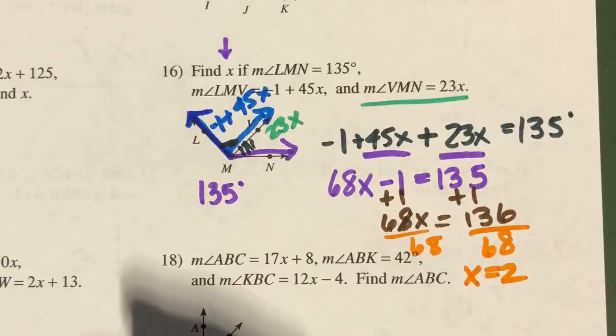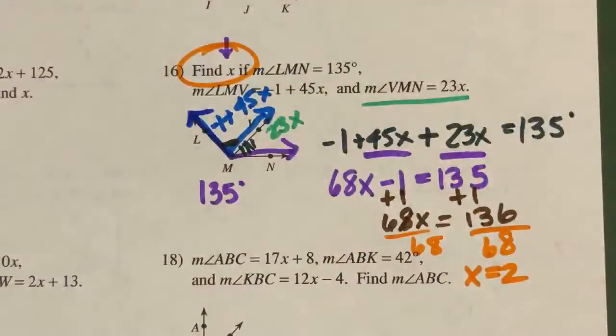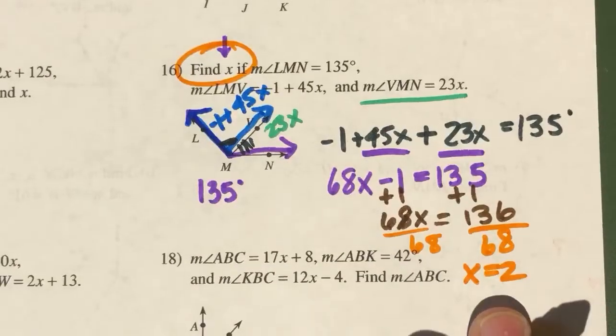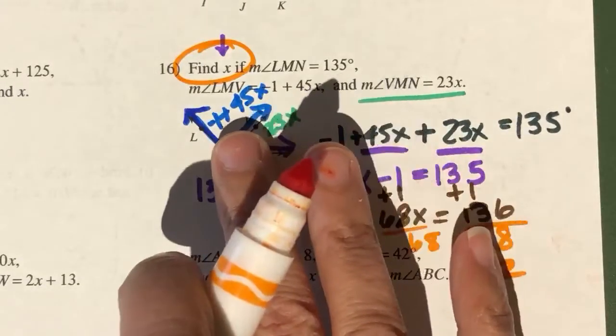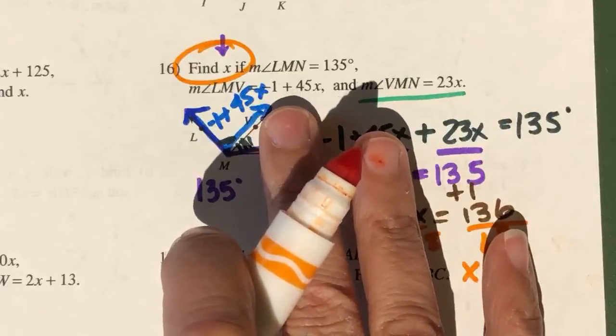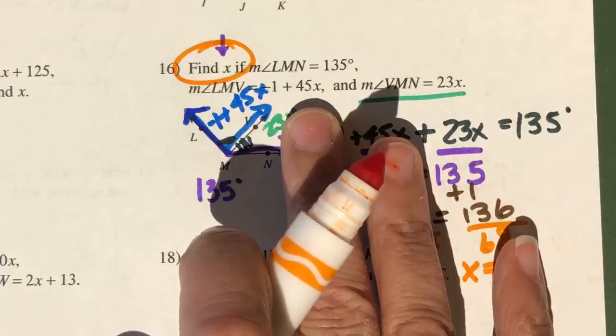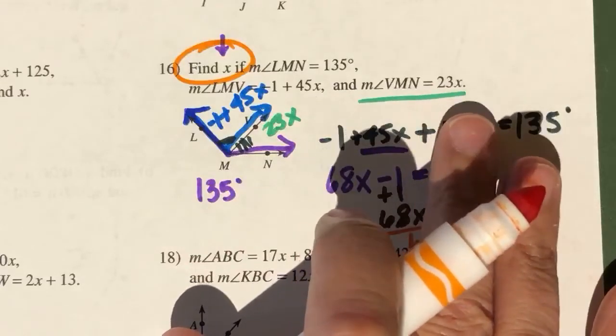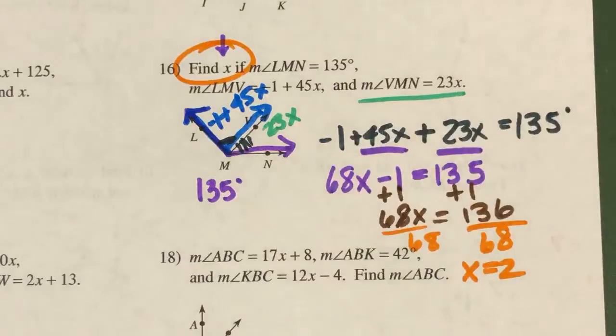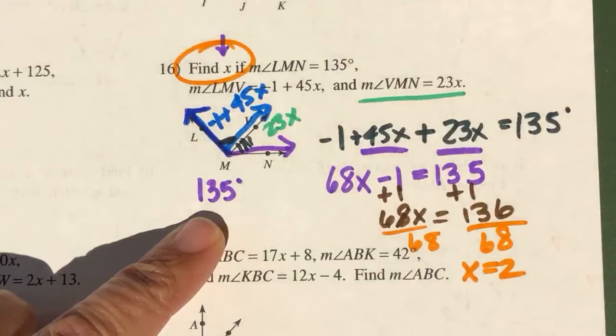Now, all this asks me to find is x. So I'm done. I don't have to find it. If it asked me actually to go back and find the other angles, I would take the 2 and plug it in for x. So for LMV, I would plug in -1 plus 45 times 2. And for VMN, it would be 23 times 2. It's a good thing to actually plug these in, because then you can see if you got the right answer. You know your two angles are supposed to add to 135.